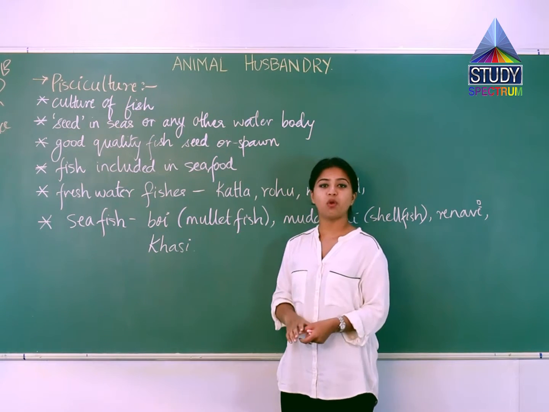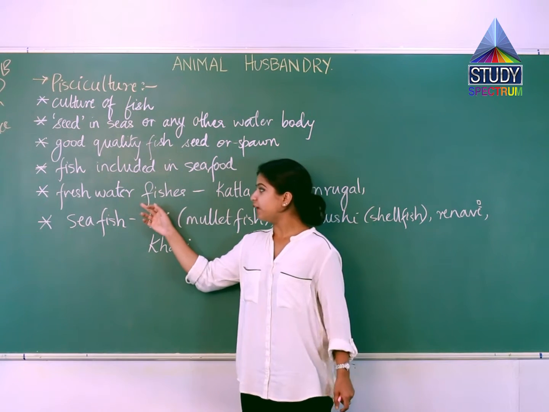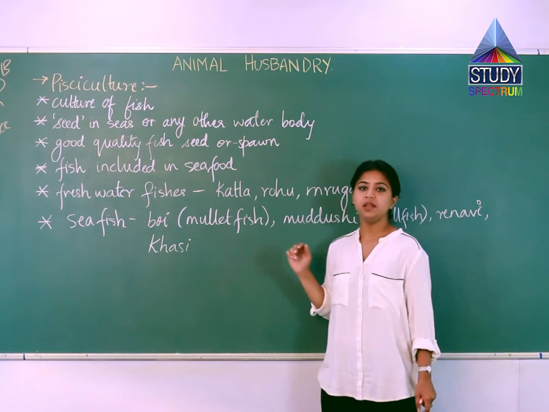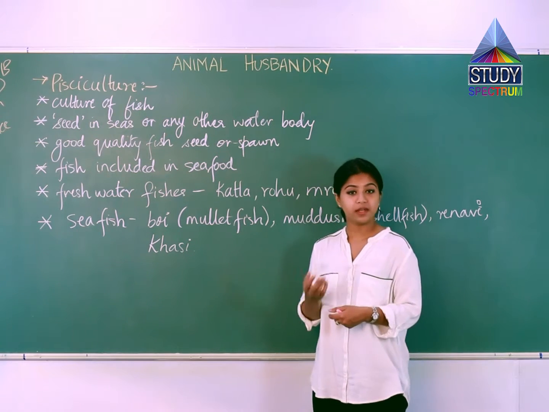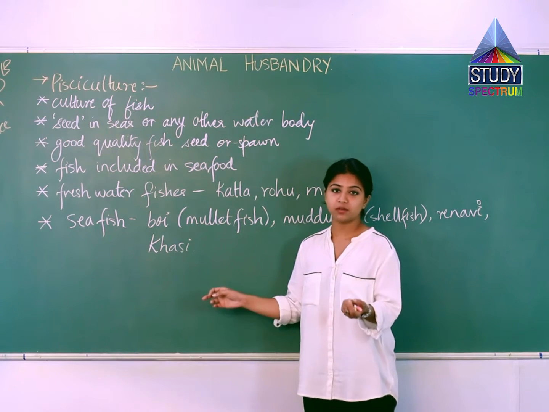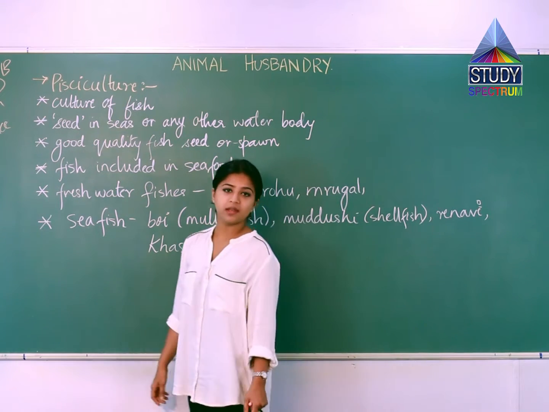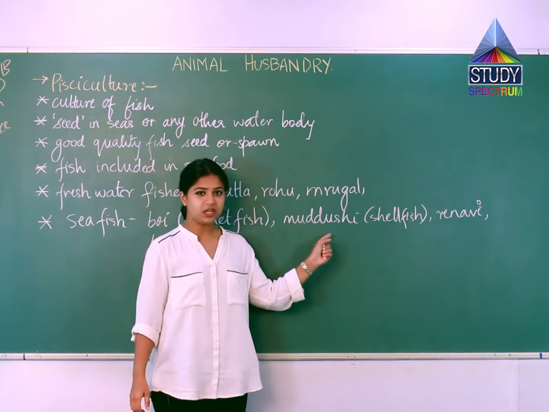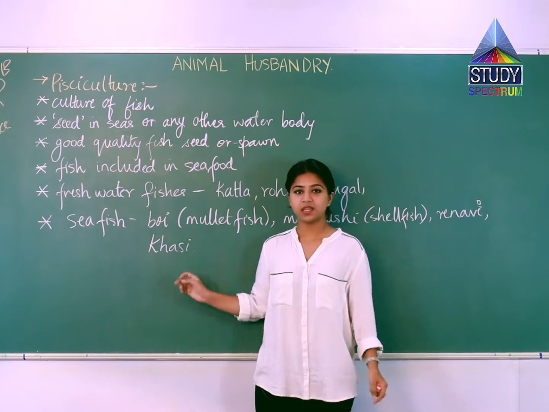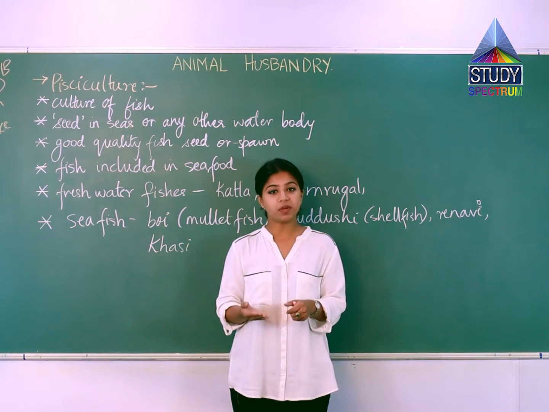seafood list. Even so, there are freshwater fishes like katla, rohu or mrugal that are consumed and are edible. Along with that, there are also the sea fish, the salty water fish, like boi, the mullet fish, and mudushi, the shellfish, along with renavi and khasi, which are the types and species utilized for consumption.